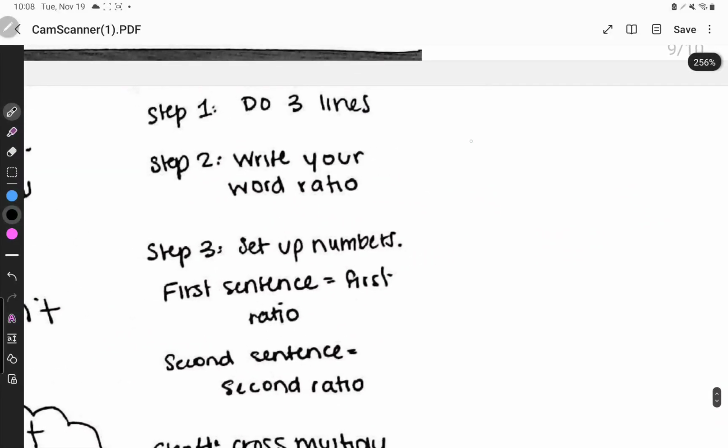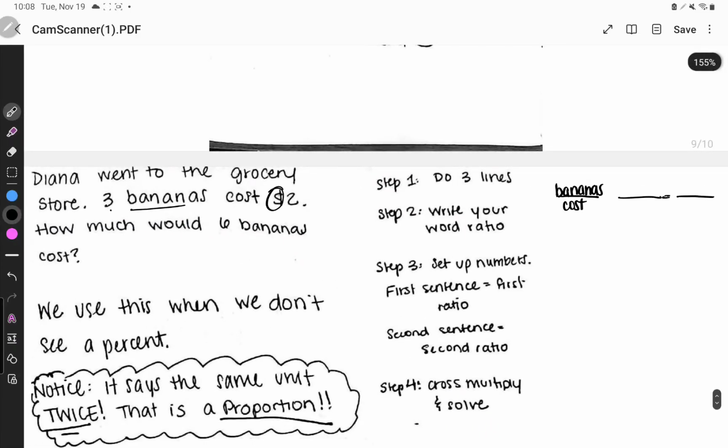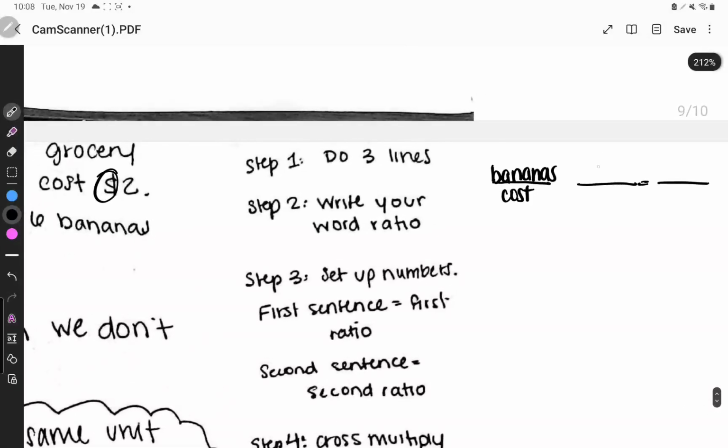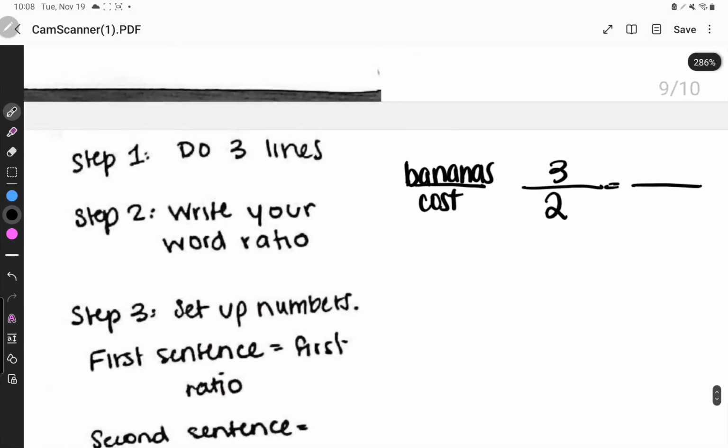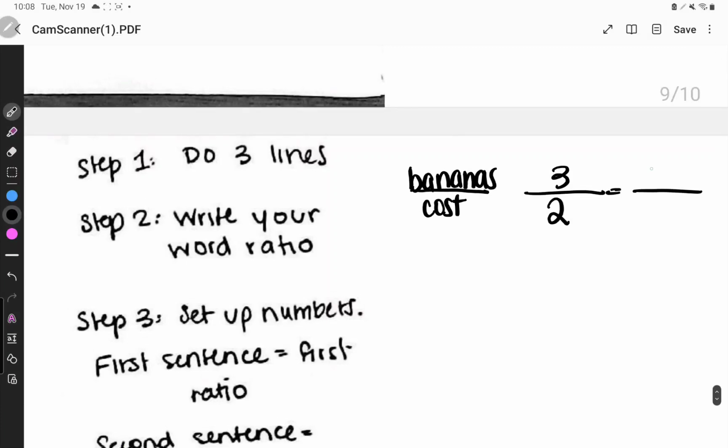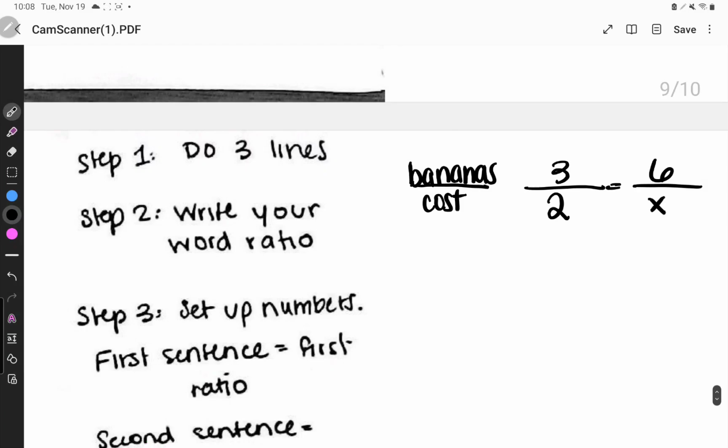So your first step is to do your 3 lines. And in my first line is my word proportion, or my word ratio. So I have bananas, and I have cost. The next step is to set up my numbers. What's in the first sentence goes in the first ratio. So it says 3 bananas cost $2. So 3 bananas cost $2. Then it says how much would 6 bananas cost in the second sentence. So that goes in my second ratio. 6 bananas goes across from bananas. And then I don't know what the cost is, so I put an X right there.